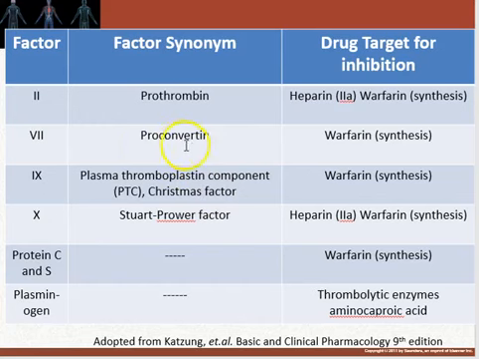Factor 7 is called proconvertin, and of course factor 2 is called prothrombin. Okay, and then just to complete the table, I filled in the right-hand column here, which is the drug targets that can inhibit it. So remember, both heparin and warfarin can inhibit the activity of factor 2A. Warfarin inhibits the synthesis of factor 7, warfarin inhibits the synthesis of factor 9, and now both heparin and warfarin inhibit the synthesis of factor 10.